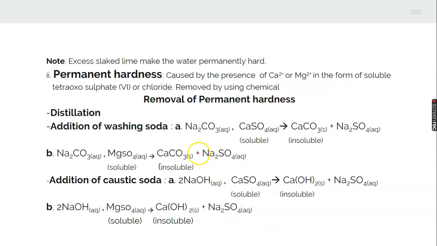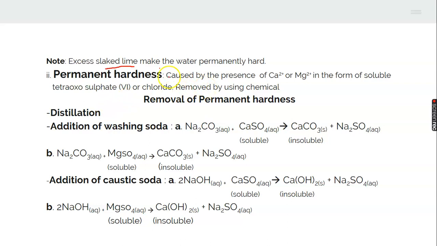Okay, so we move to permanent hardness, but note that when you're adding your slaked lime, you have to do so in correct proportion, as in you have to measure it. If you have too much of it, it becomes permanent hard water. That means it will make the water permanently hard.